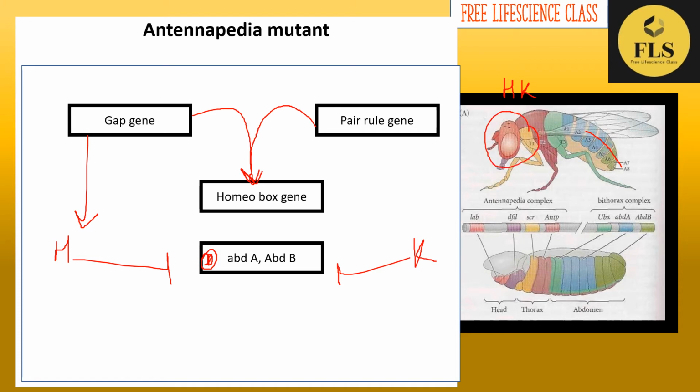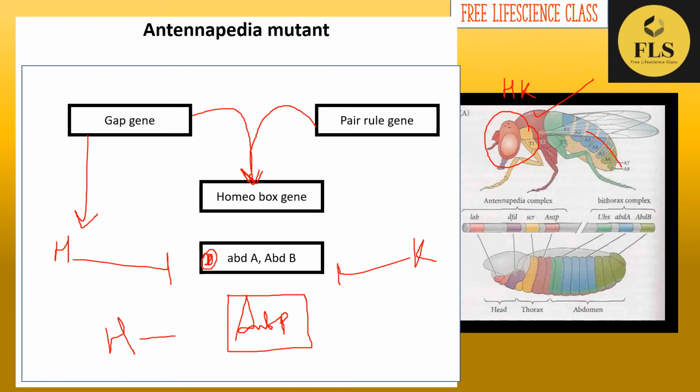Likewise, if you take the Antennapedia complex, we have already discussed that it is seen in the second thoracic segment, isn't it? Yes. This Antennapedia complex is mainly activated by the expression of maternally transcribed hunchback as well as embryonically transcribed hunchback.